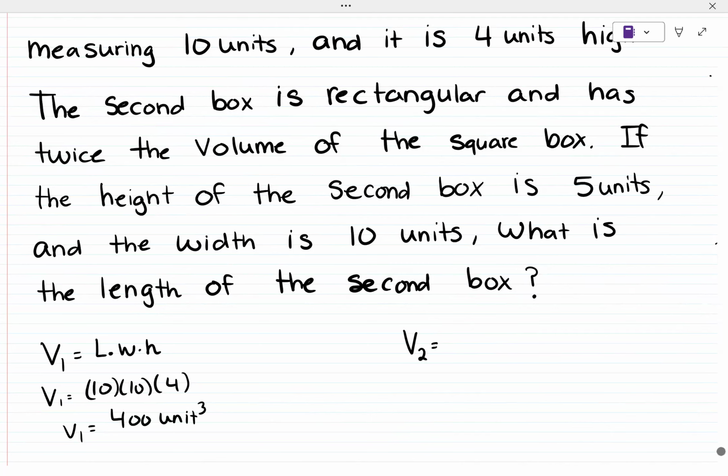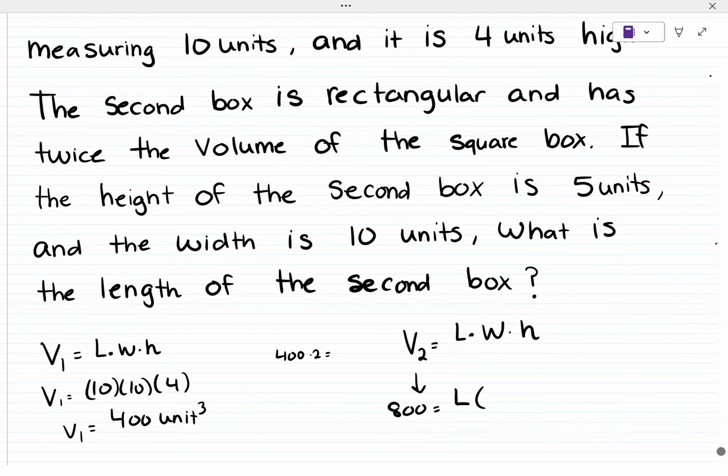Now let's do the second box. The question says, what is the length of the second box? So they're not asking for the volume. They are asking for the length. So volume is length times width times height. They do tell us the volume for the second box is 800, because they tell you that the volume of the second box is twice as large as the first one. So it's really 400 times 2, which is 800. And then we don't know what the length is. That's what we're trying to find out.